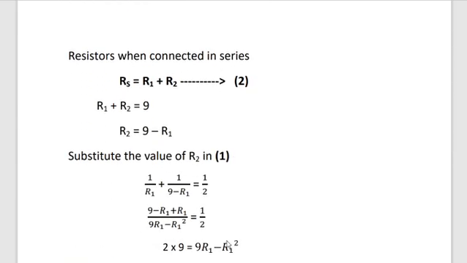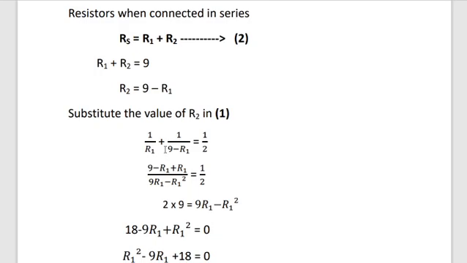So 1 by R1 plus 1 by R2, where R2 is 9 minus R1. So here we substitute 9 minus R1, which is equal to 1 by 2. Take the cross multiple: 9 minus R1 plus R1, divided by 9 R1 minus R1 squared, is equal to 1 by 2.